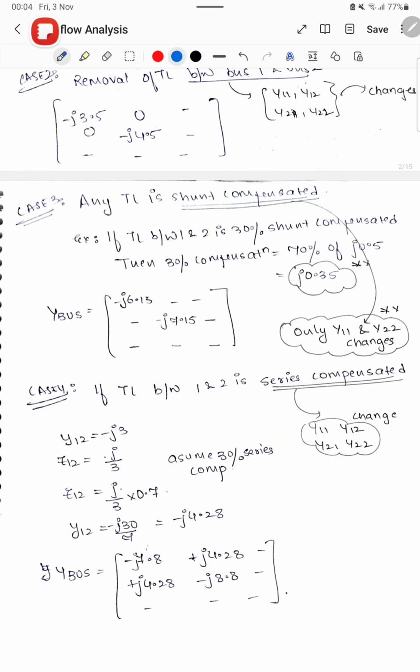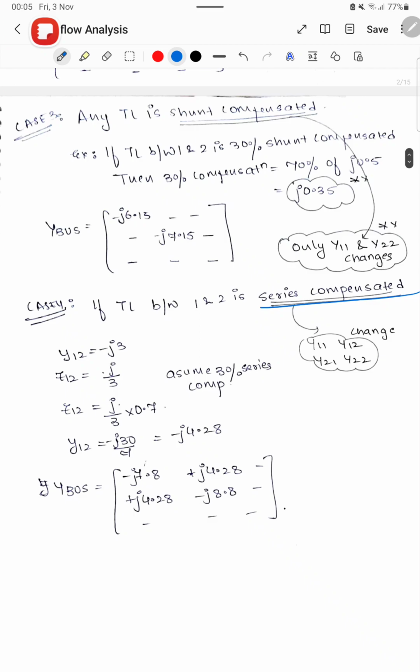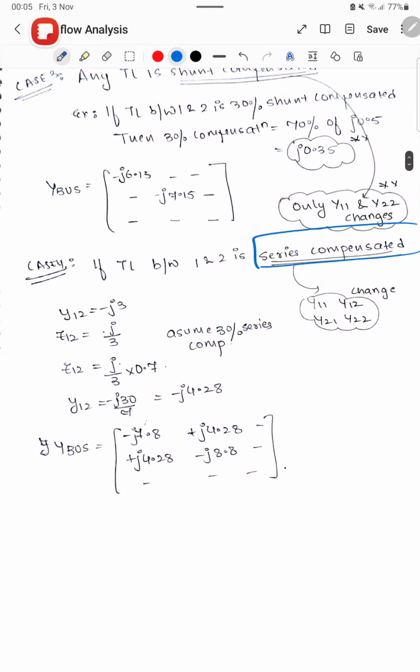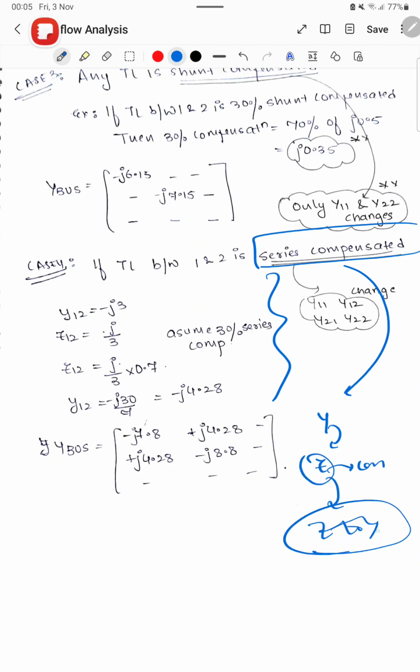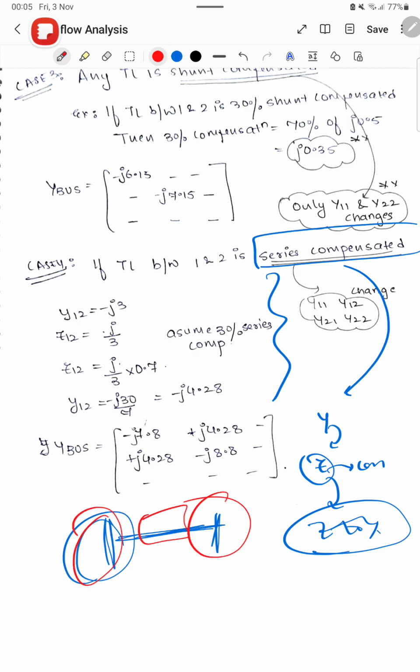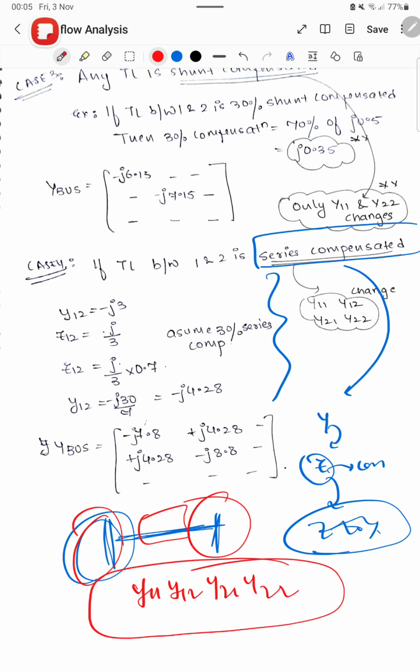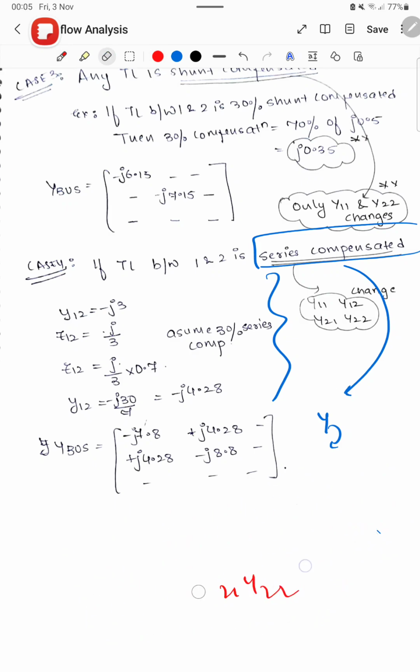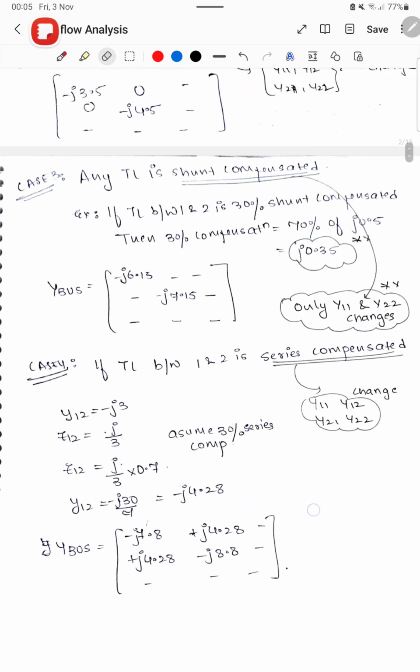But what about case number 4, if you do series compensation? In that case you can't straight away do compensation. Since it is series, you have to convert y to z, then compensate, and then convert z back to y. Since it is series compensated between buses, all 4 parameters, y11, y12, y21, y22, would change. Correct? So this was all about ybus modification.